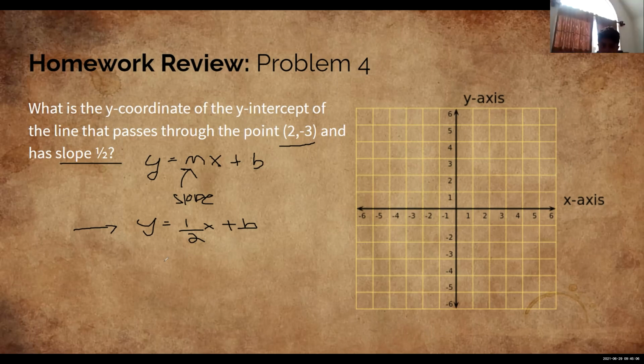If we substitute, we put -3 into y, and we put 2 into the x place, we get 1/2 times 2 plus b. Then we just get -3 is equal to 1 plus b, and we solve for b and get b is equal to -4.